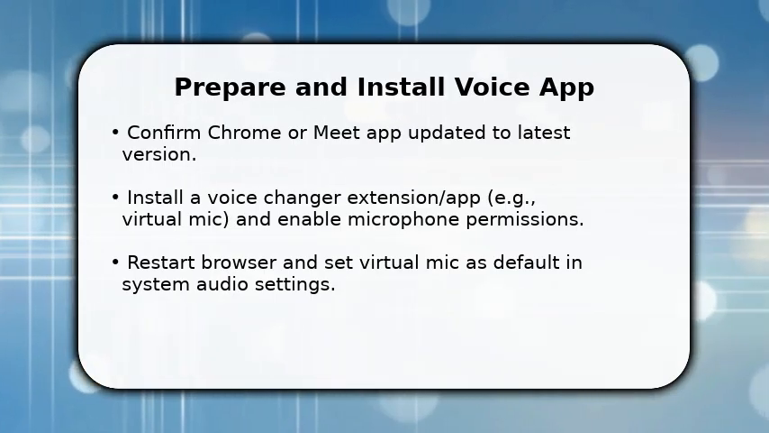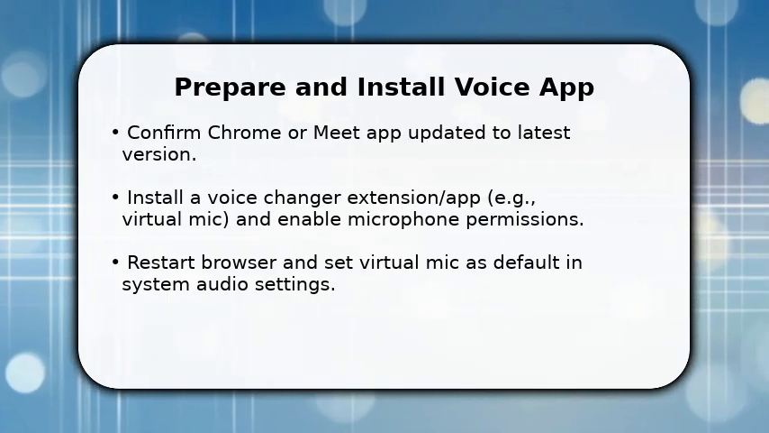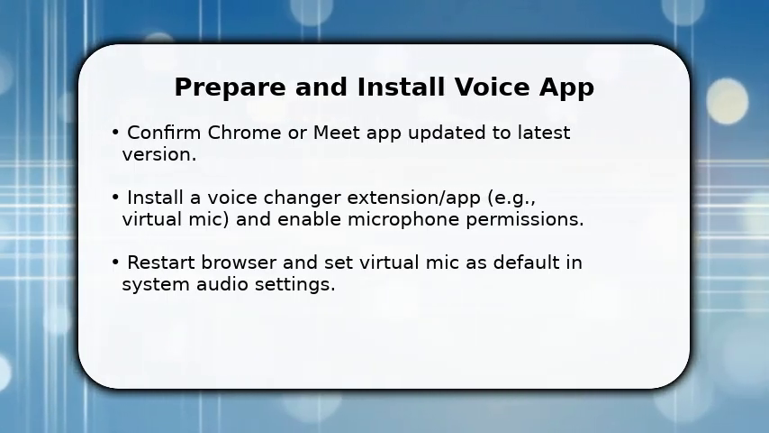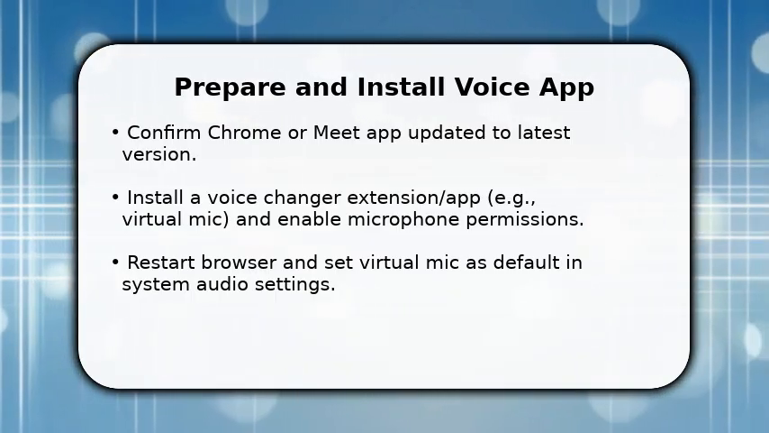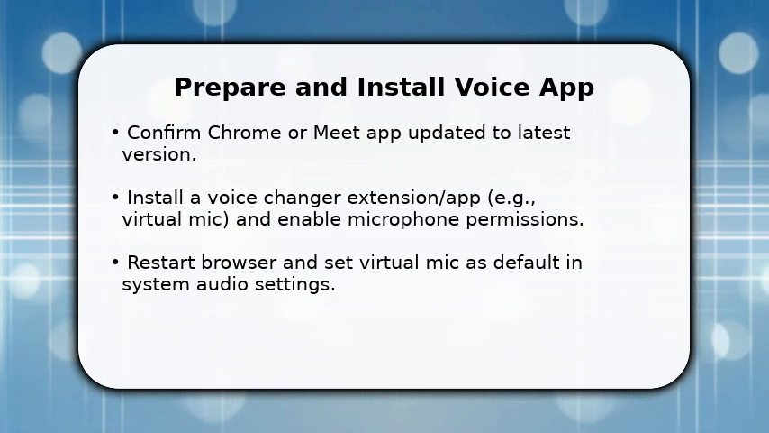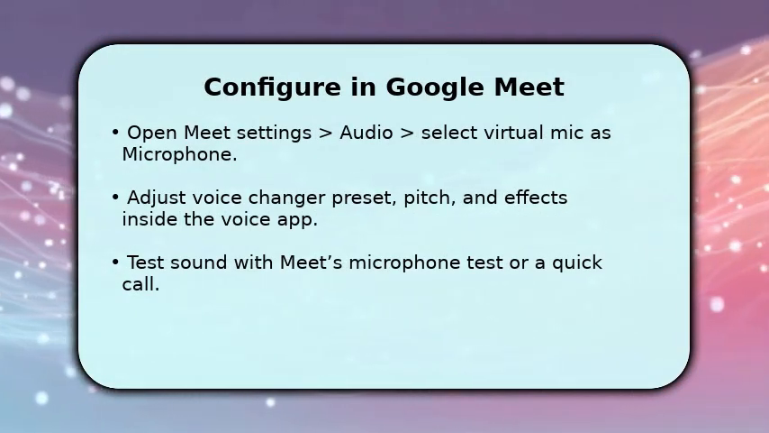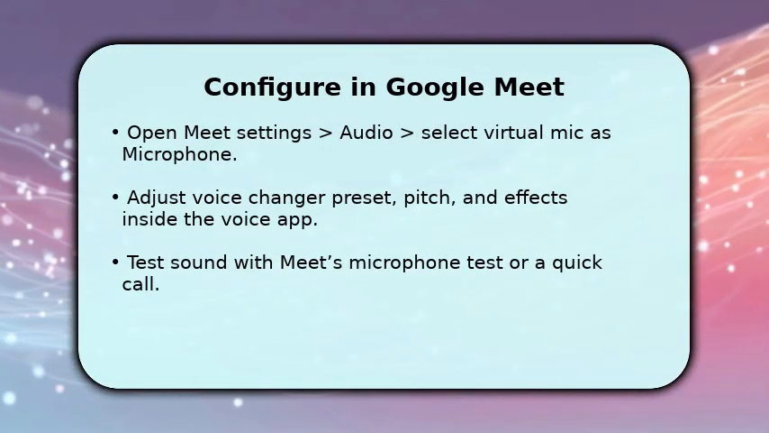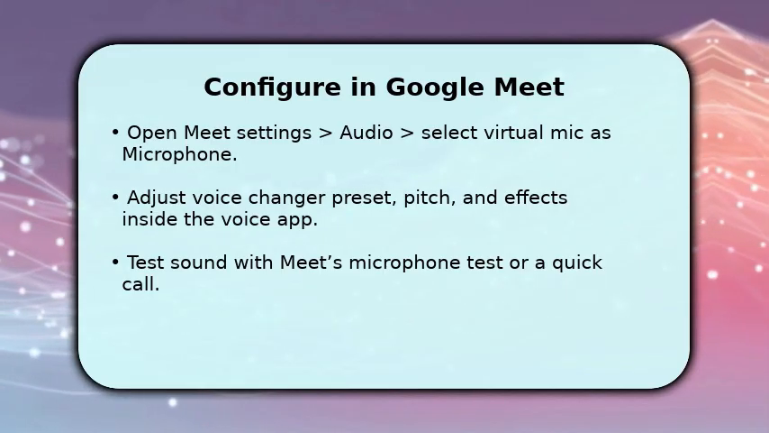Make sure Chrome or the Meet app is updated, then restart the browser so the virtual device registers. After restart, open your system's sound settings and make the virtual mic the default input to ensure Meet will pick it up. Now hop into Google Meet and open Settings, then Audio. Select the virtual microphone you installed as the microphone input. This routes all audio through the voice changer.